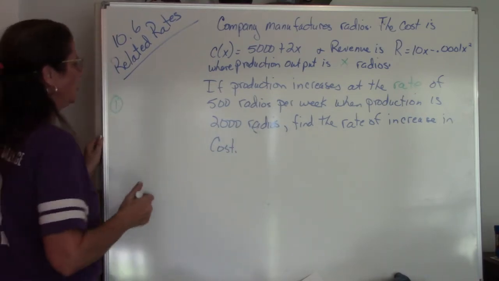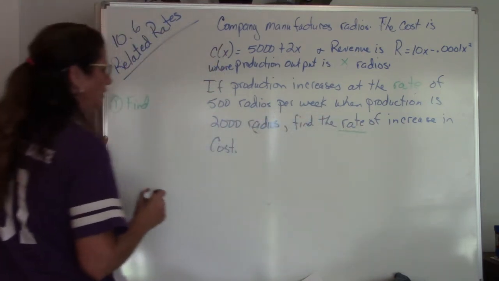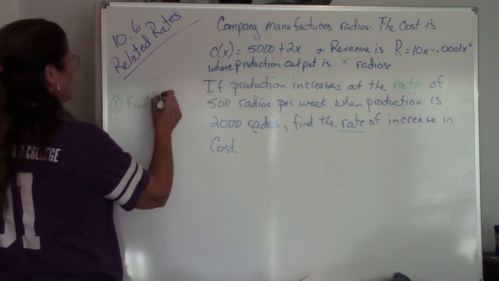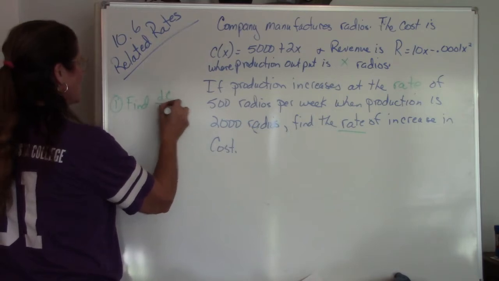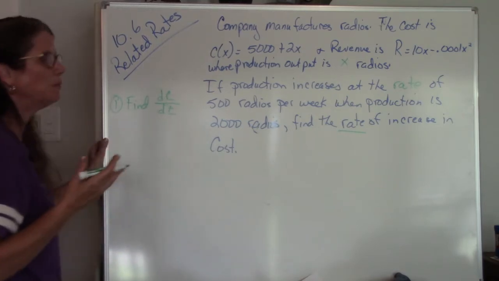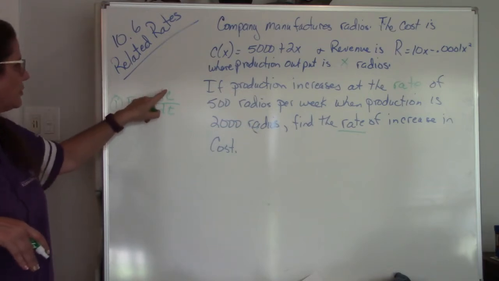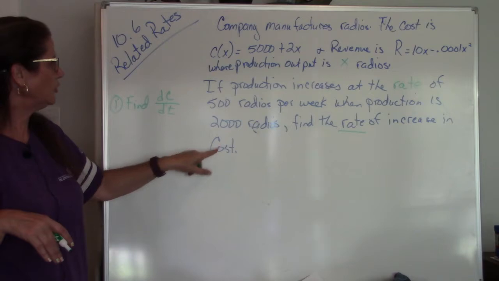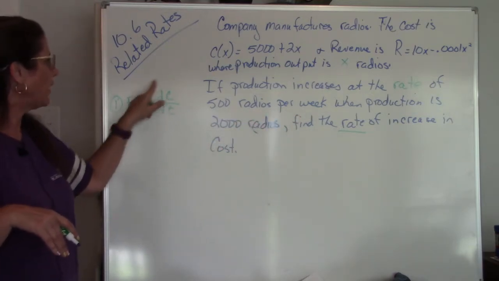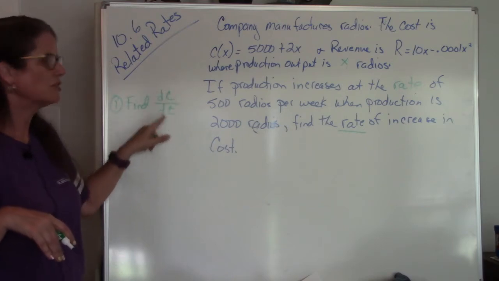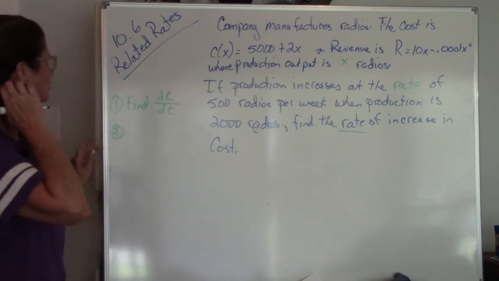Okay, so we just answered the first question. What are we looking for? We are finding the rate of increase of cost. So we are looking for dC/dt, the derivative of cost in terms of time. Remember, related rates is always in terms of time. So how do I know it's dC/dt? Because I'm looking for the rate of increase of cost, and remember, a rate is a derivative. That's what we're finding. The second thing is, what do we know?